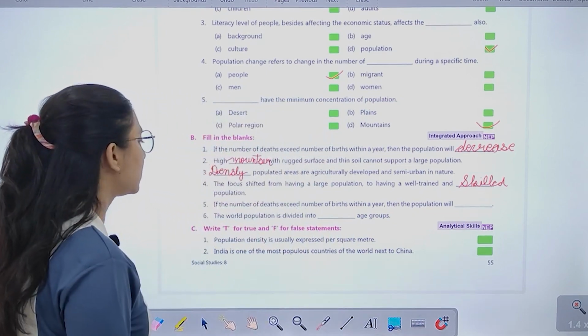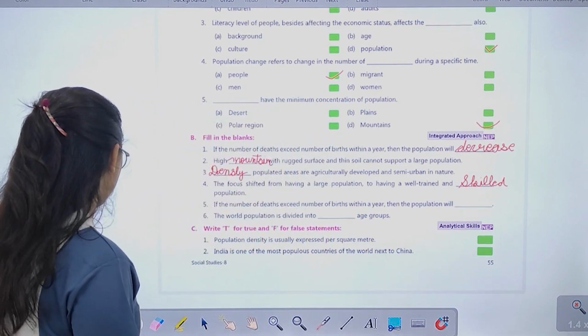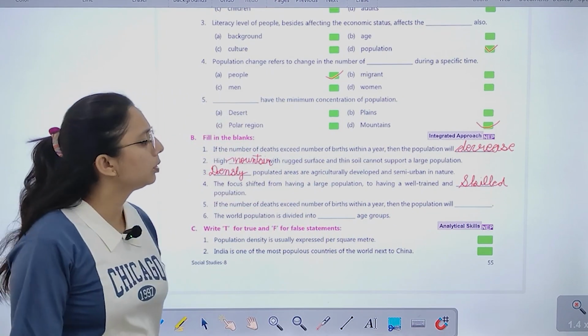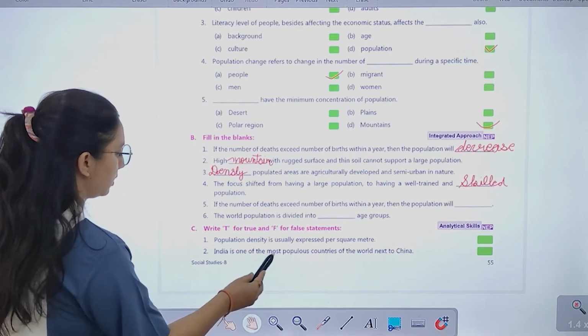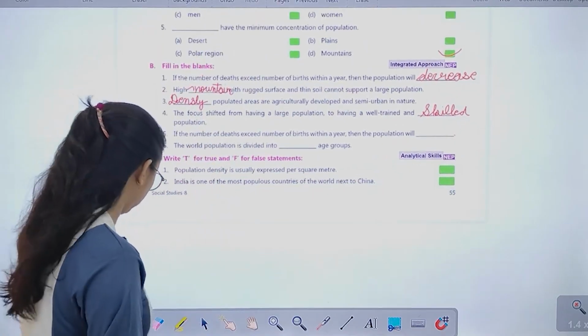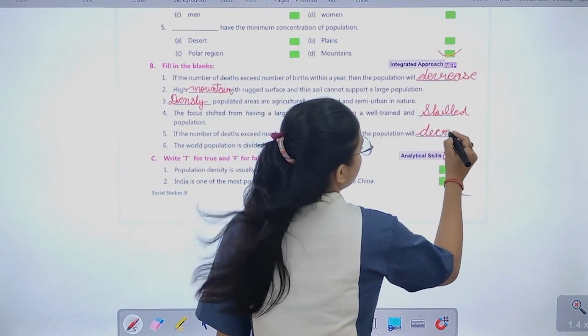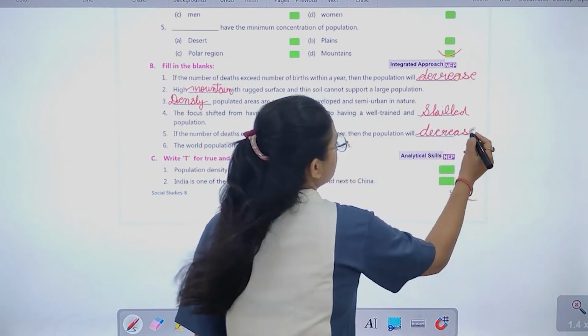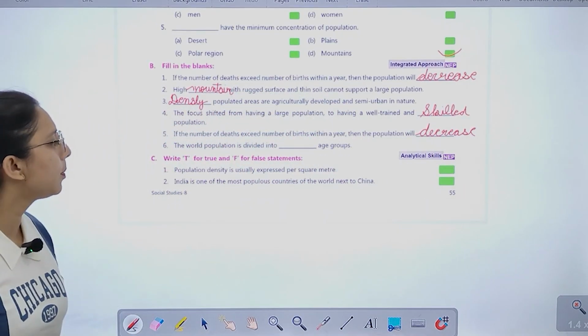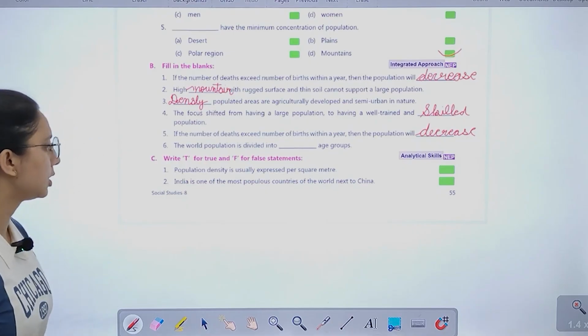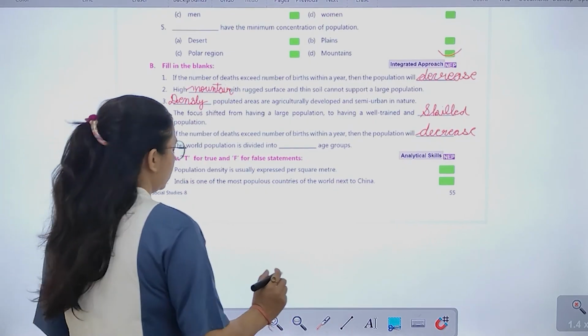इफ द नंबर ऑफ डेथ्स एक्सीड नंबर ऑफ बर्थ्स, तो द पॉपुलेशन विल डिक्रीज. The world population is divided into dash age group, different age group.